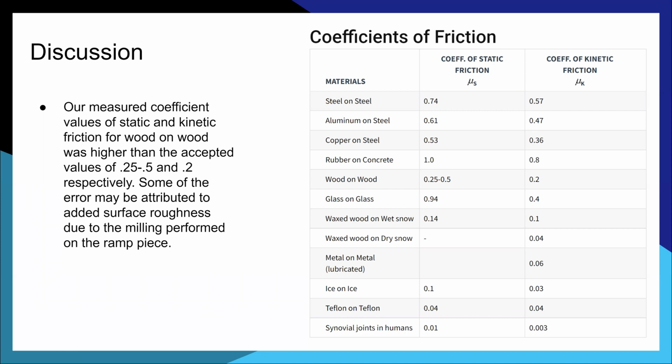A lot of this error could probably be attributed to the fact that we milled out grooves onto our wood to hold the block in place so that it could slide down without moving off of the wood. But in reality, it probably took away from the natural features of wood sliding on wood, since there is surface roughness because we did not sand it after the milling process was completed.